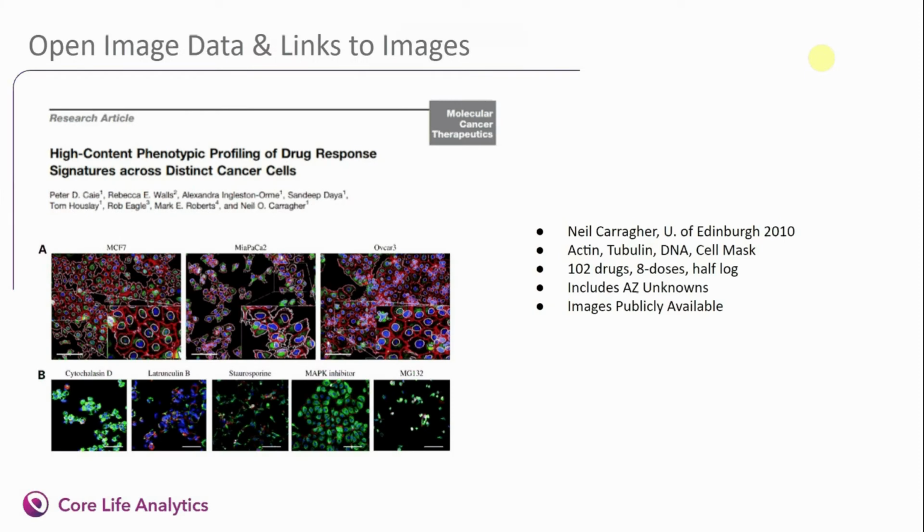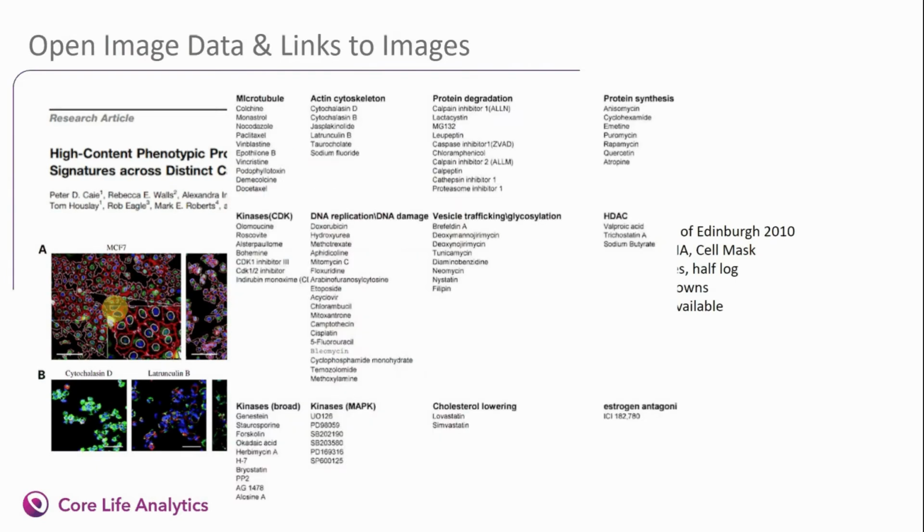One very interesting screen that was present in both the Broad collection and the IDR was based on a paper that was published by Neil Carragher from the University of Edinburgh back in 2010. This was interesting to us because it was a small molecule high content screen where Neil and his group tested 102 drugs in 8 different concentrations against a number of different cell lines. And the images and the data from one of these cell lines, MCF7, were uploaded into the repositories.